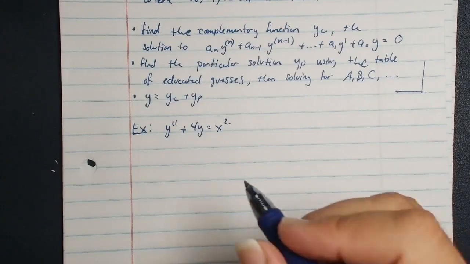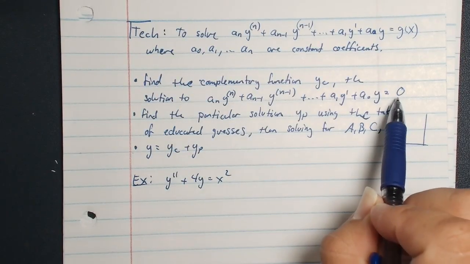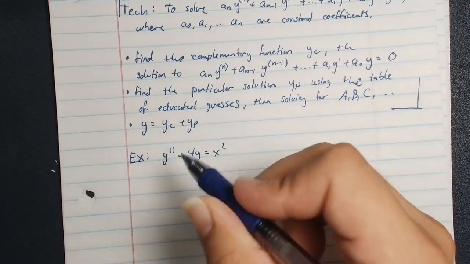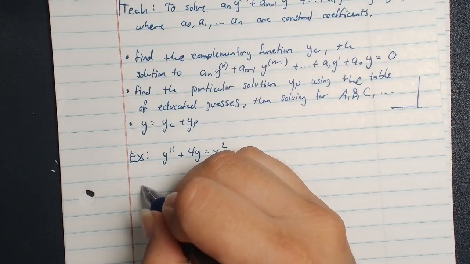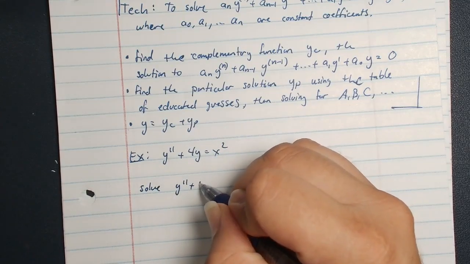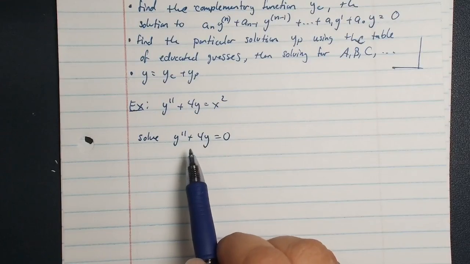All right, so start off with the associated homogeneous version of this problem. Okay, so first we're going to solve y double prime plus 4y equals 0, the associated homogeneous case. Okay, well that's something we know how to do already.